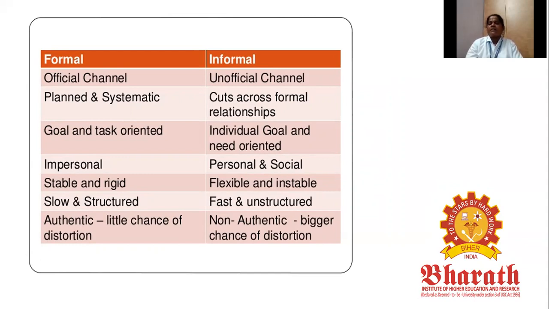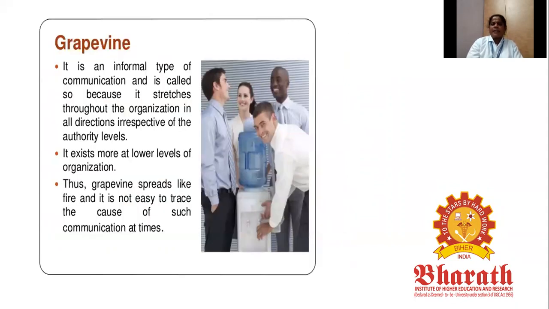So informal is fast and unstructured. Formal has little chance of distortion, but informal has bigger chances. Anytime you talk to your parents, your relations and your friends, that is informal, and there is little chance of... When I want to circulate information only to workers, that is formal. So these are the differences between formal and informal.